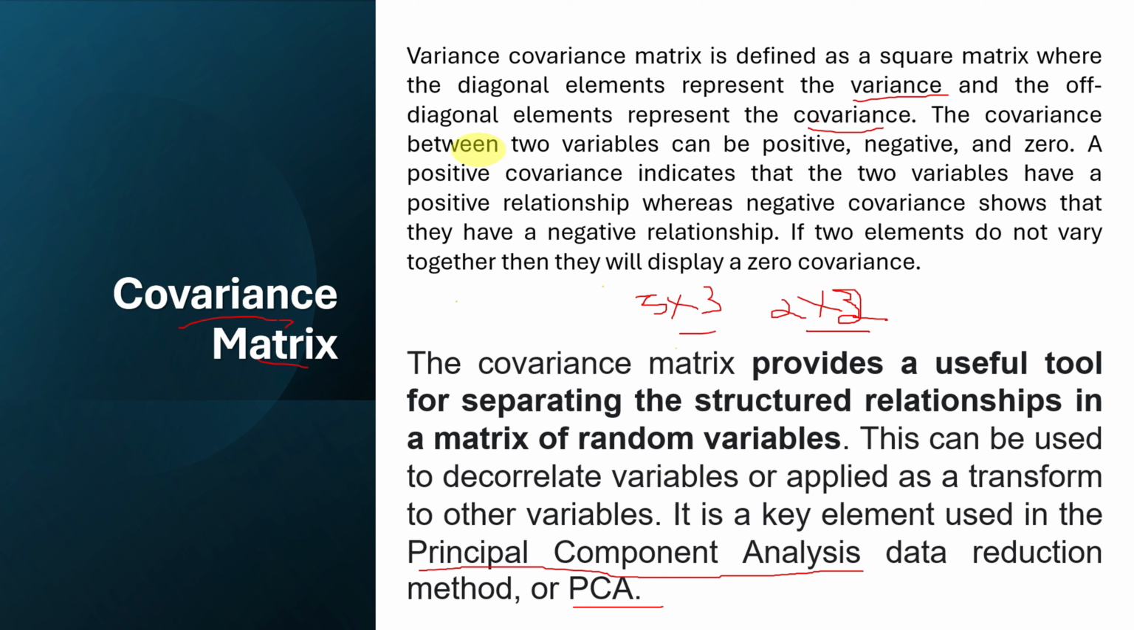The covariance between two variables can be positive, negative, or 0. Do remember this. This is very important, because it will help you in solving the data science structure questions. A positive covariance indicates that the two variables have a positive relationship, whereas negative covariance shows that they have a negative relationship. If two elements do not vary together, then they will display a zero covariance.